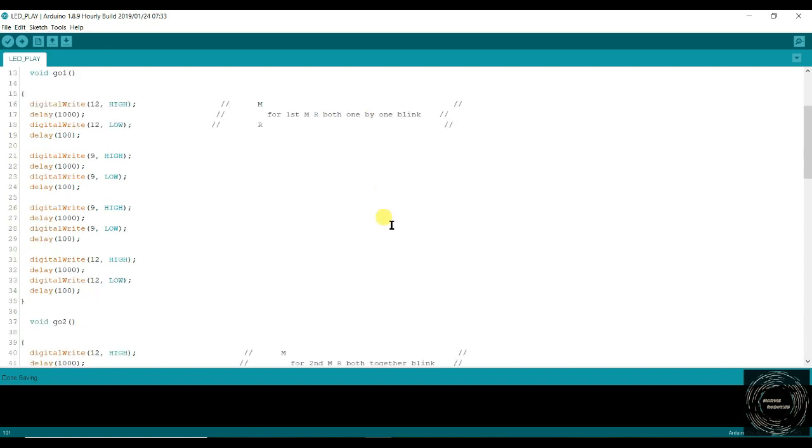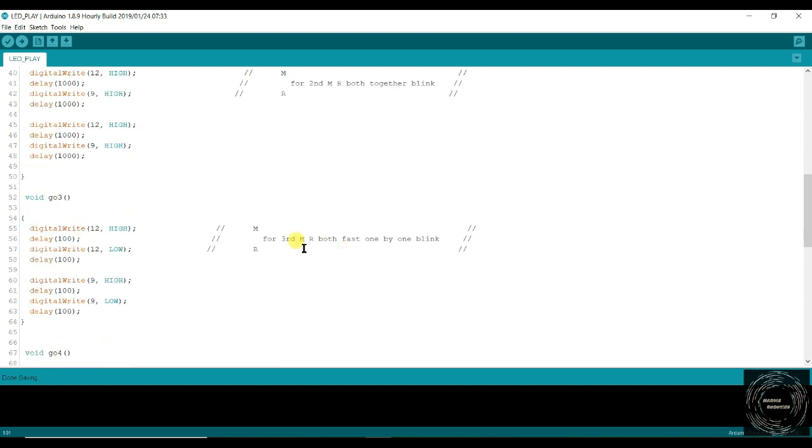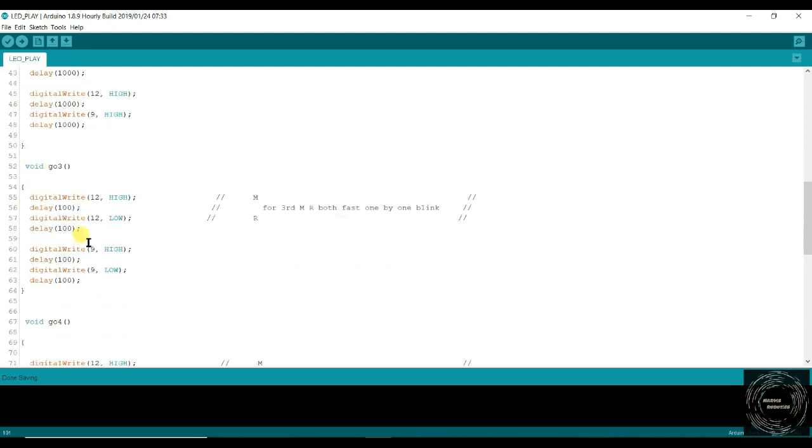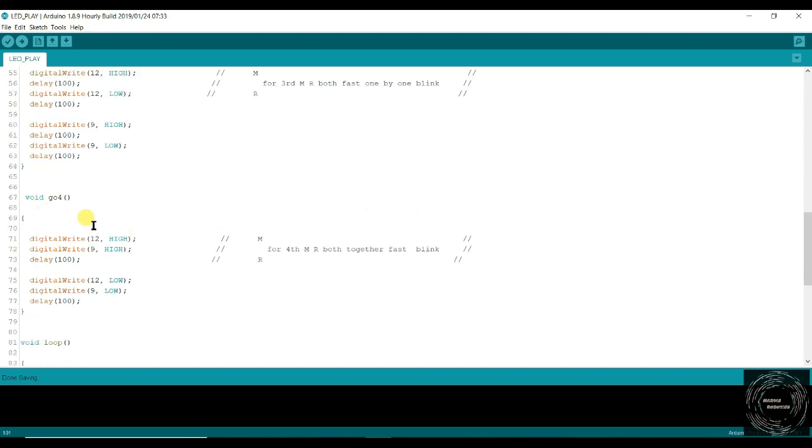For the second function, void go2: M and R both blink together. For the third function, void go3: M and R both blink fast, one by one. For the fourth function, void go4: M and R both blink together fast.